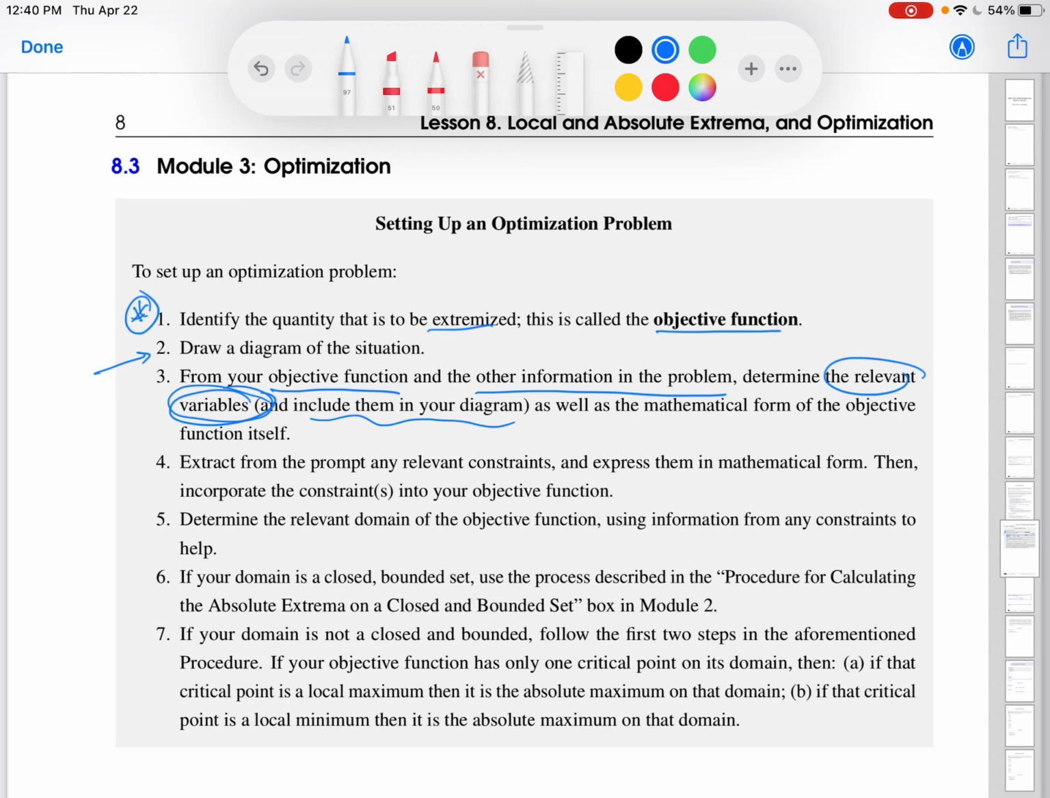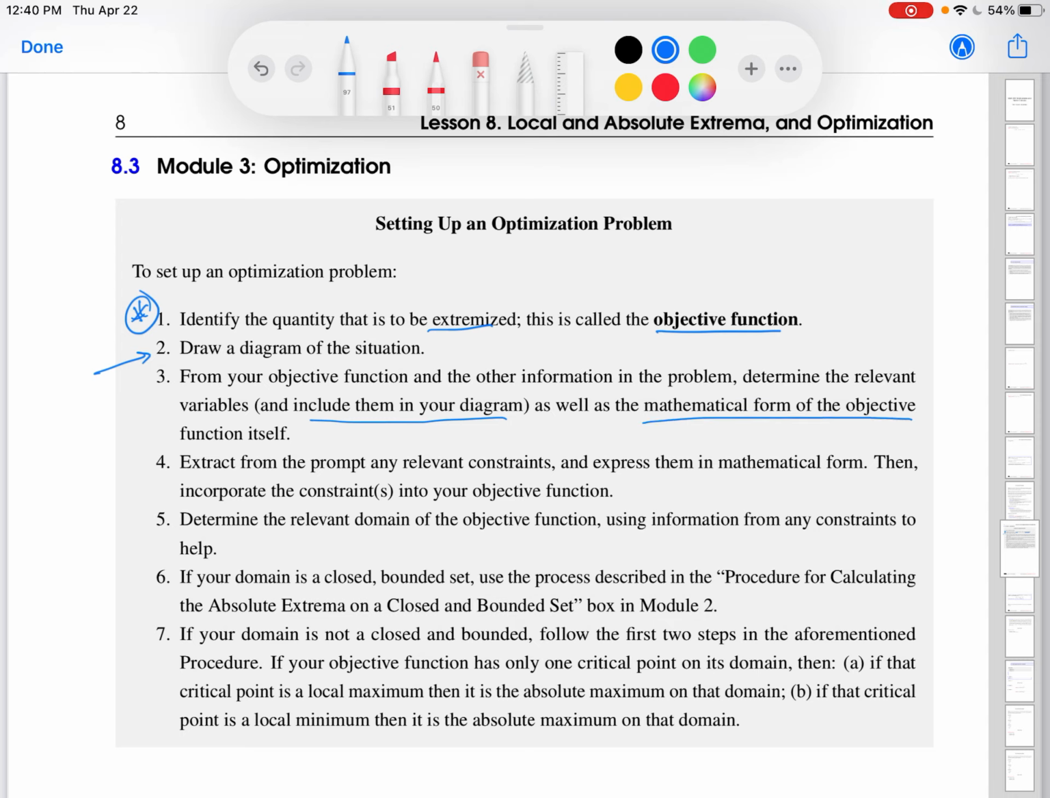That is going to come in some way from the objective function. If you're asked to, for example, maximize an area, then there are going to be some natural variables there of length and width. It's also going to come from other relevant information in the problem. So these might be constraints, for example, that I'll get to in a minute. The point being that once you have the variables that you've identified, include them in your diagram so you can see a little bit of what's changing. Remember that dynamics mindset we talked about at the beginning of the course.